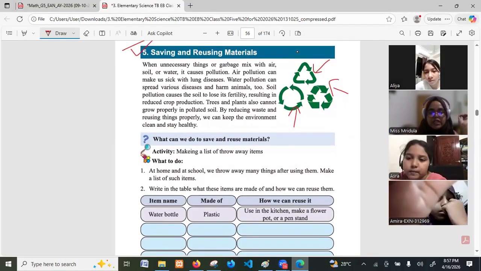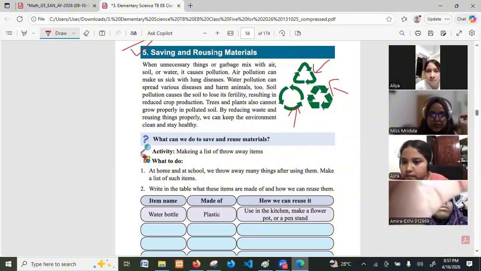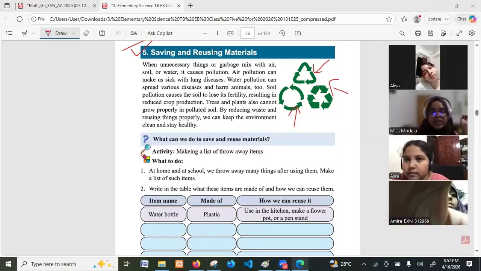So as we are saying, okay, she is done. Is the glass eco-friendly or not?